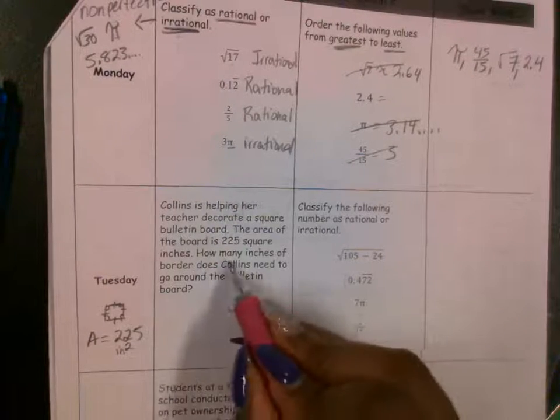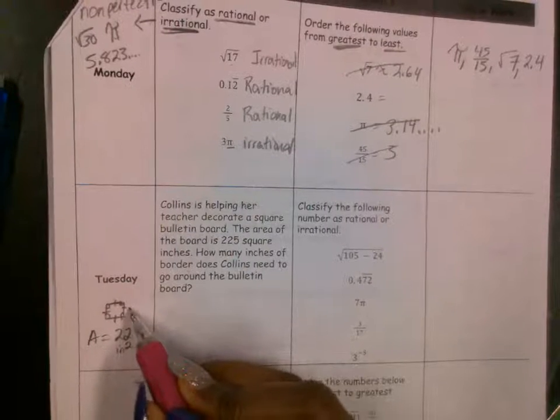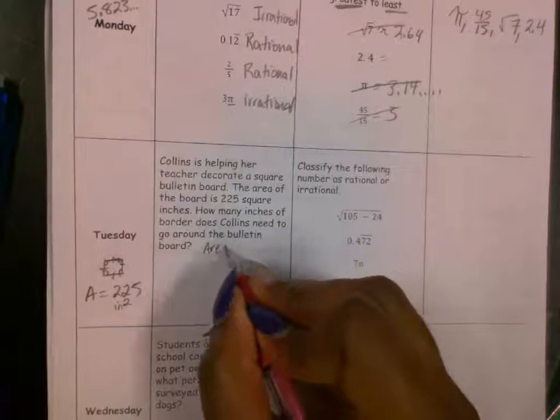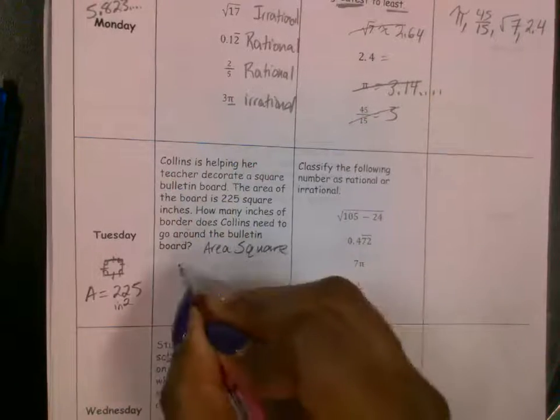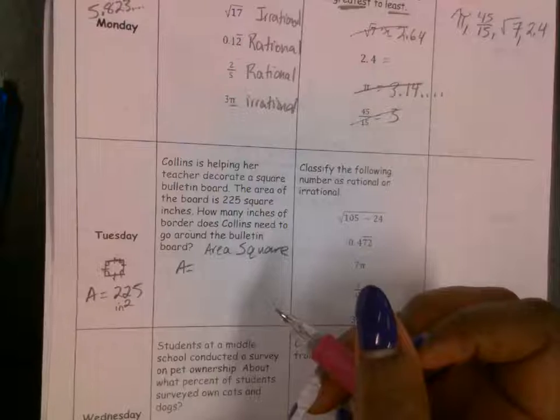How many inches of border does he need to go around the bulletin board? So you need to figure out what one side is, and then you can find each of the sides because they're all the same. So what we're going to do is use the formula for area of a square. Anybody know what that is? It's A is equal to, anybody remember from previous years?